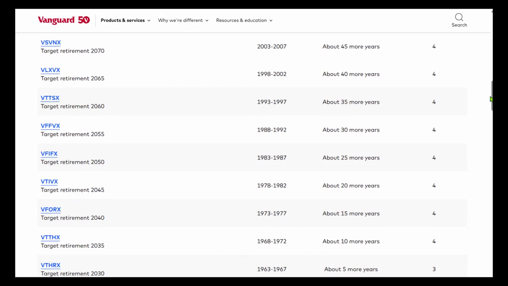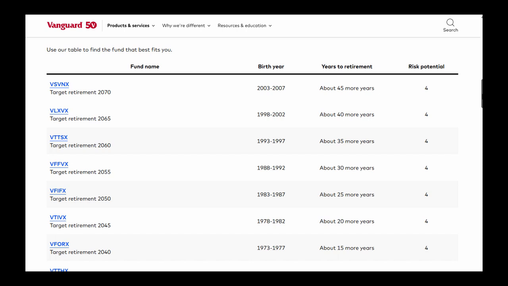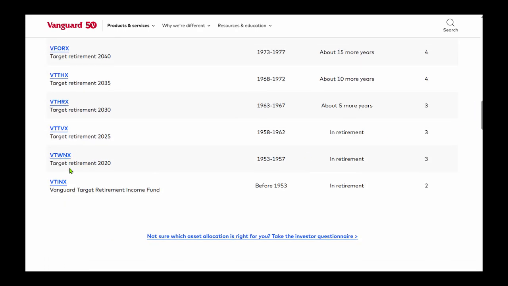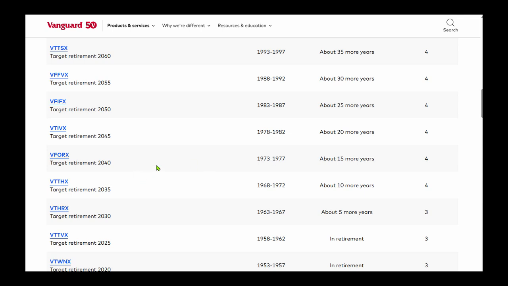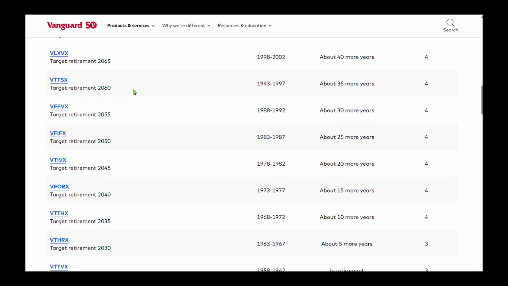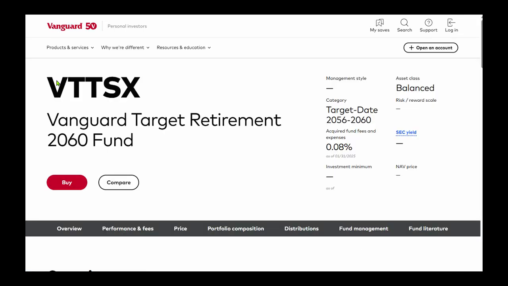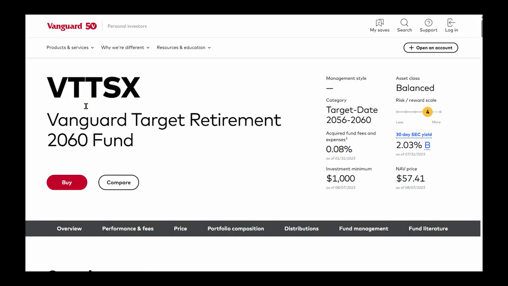we can see they have a list of all their target date funds, and way into the future and into the past a little bit. So let's say you're planning to retire in 2060. So let's click on that fund, and this will show us what's in the target 60.